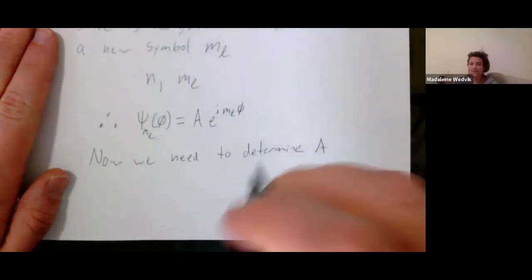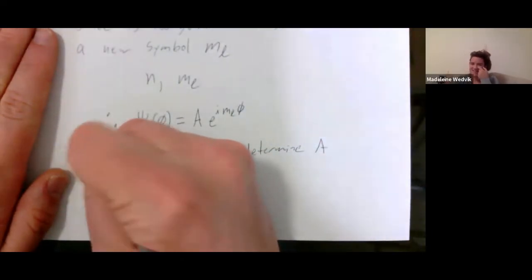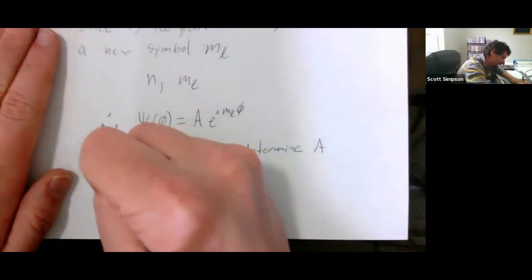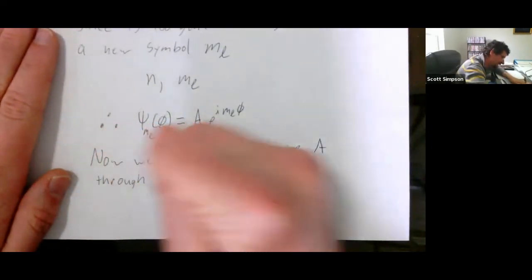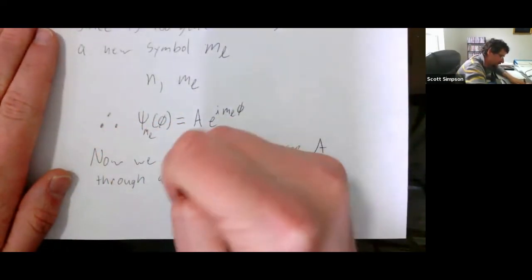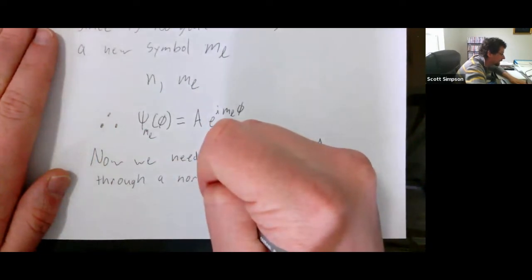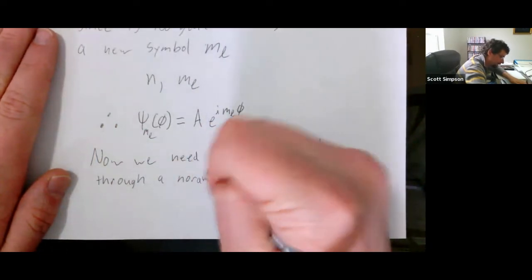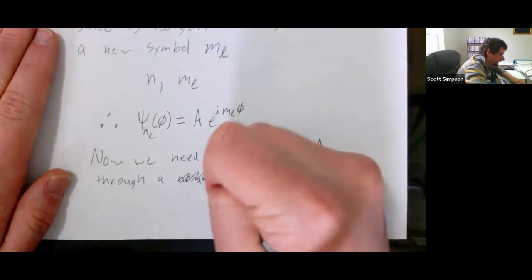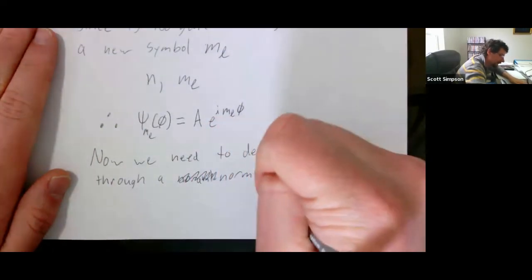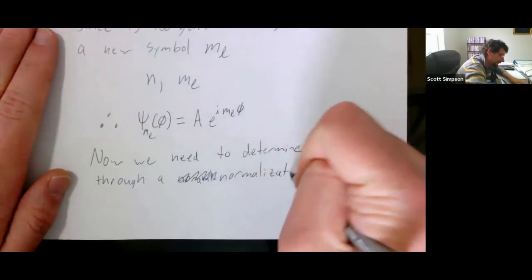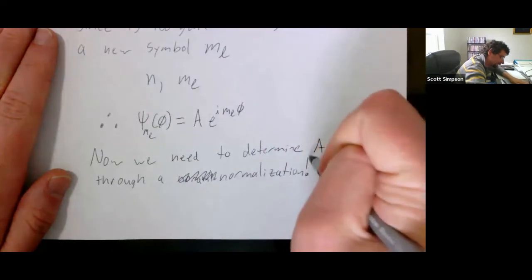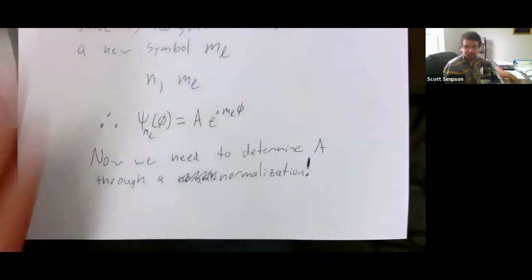That's actually what I said. See, have more faith in what you're saying. No. Through a normalization. Whoa, we're going to try that again. Normalization. Woo! Big exclamation point.